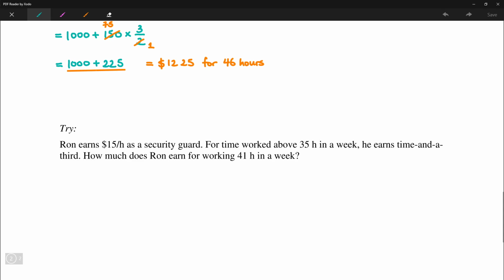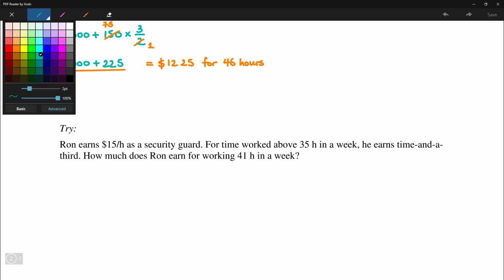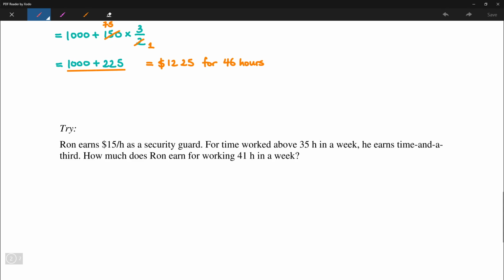So, similar kind of setup. I'm gonna use the same color for the entire question. So we have $15 for the first 35 hours worked, and then it'll be $15 times the 6 hours, and that is because we have 41 minus 35 is equal to 6. So that's the number of hours above 35 that Ron worked, and that will be multiplied by 1 1/3.